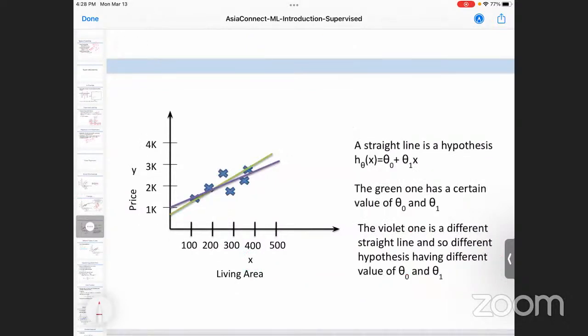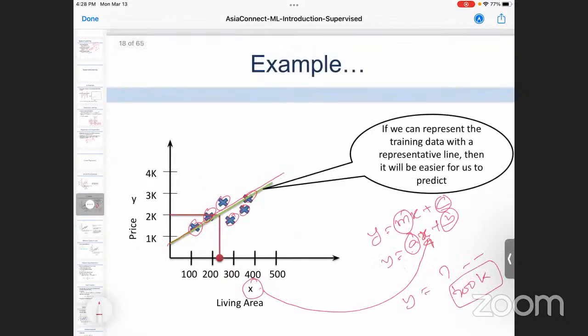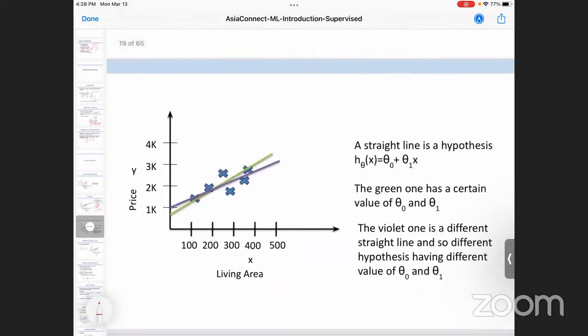Now there can be many lines, right? Here we have seen just one line. For example, in this figure, you can see one line is purple and another line is green. Both can represent these points, right? But which one is better? Which one best fits the examples? This is our problem.